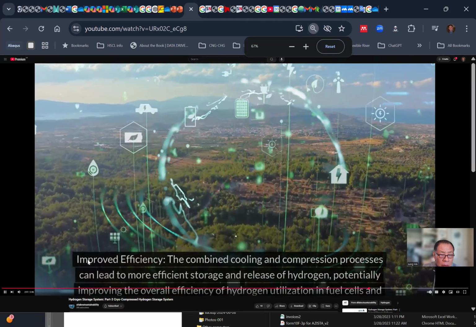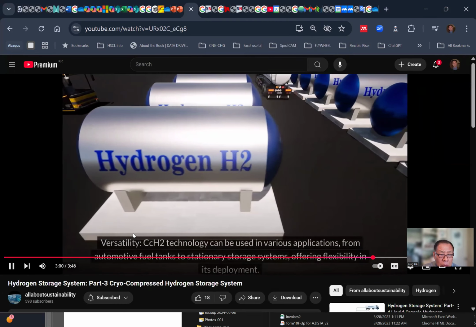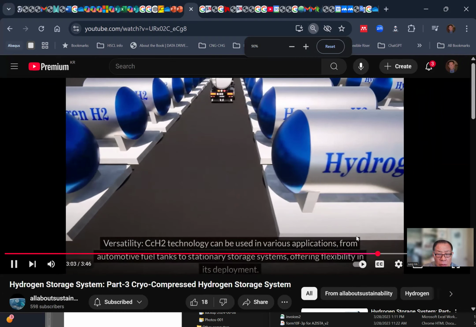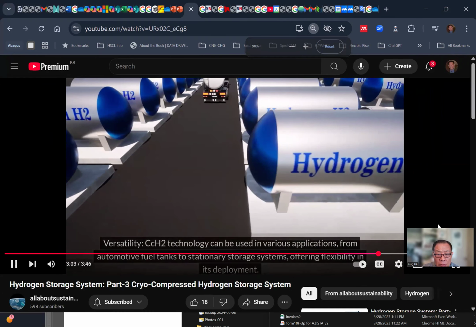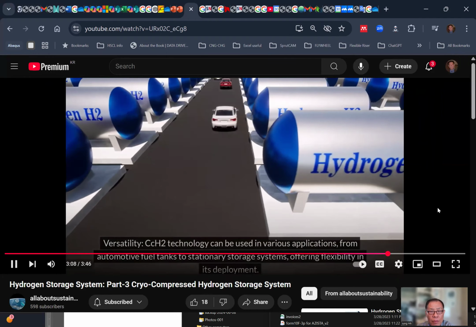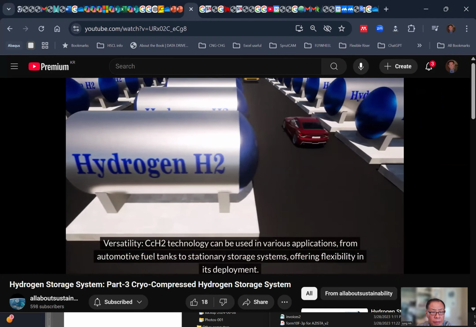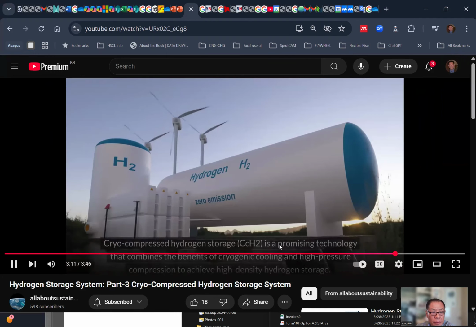Combined cooling and compression processes can lead to more efficient storage and release of hydrogen, potentially improving the overall efficiency of hydrogen utilization in fuel cells and other applications. Versatility: CCH2 technology can be used in various applications, from automotive fuel tanks to stationary storage systems, offering flexibility in its deployment. Cryocompressed hydrogen storage, CCH2, is a promising technology that combines the benefits of cryogenic cooling and high-pressure compression to achieve high-density hydrogen storage.